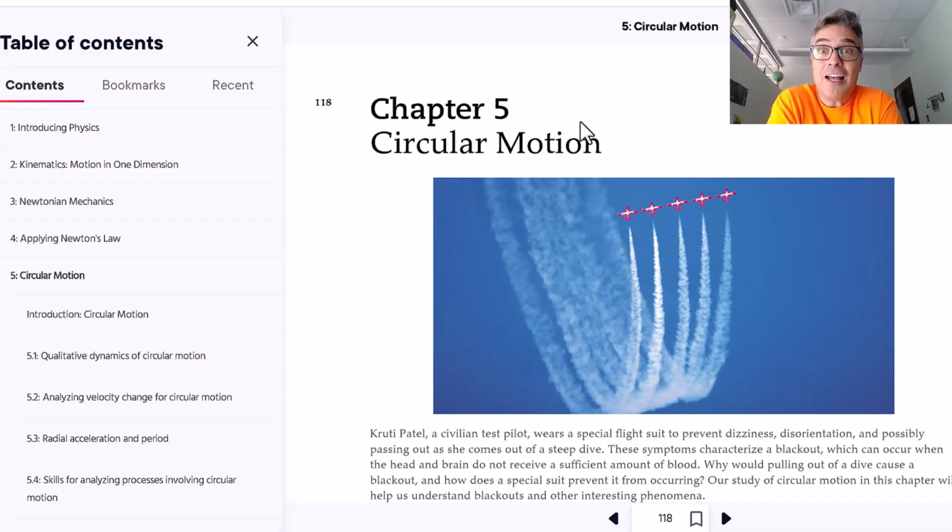Hi there, Physics 131. So, as usual, I want to go through today's reading. Class 13, we're into Chapter 5 now. Okay, so this is about circular motion.